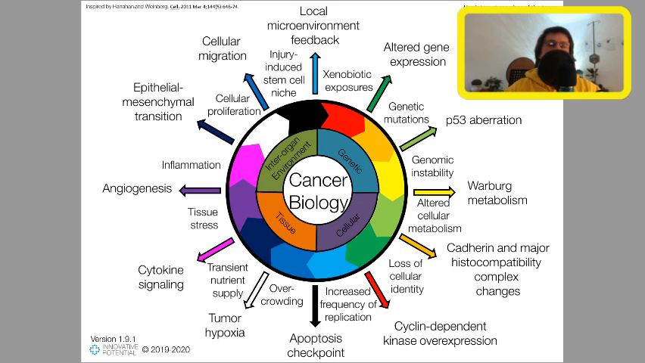P53 aberration is an important one because it's a major cell cycle suppressor. Basically, if there's going to be something wrong, the P53 is there for a dividing cell. So when the cell divides, the division is carrying a mutation that promotes additional divisions. That's how we start getting into problems.